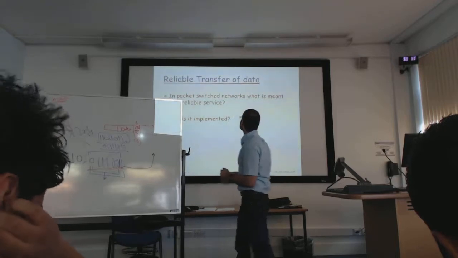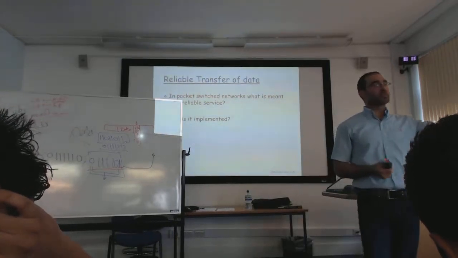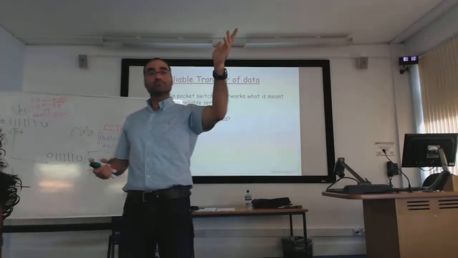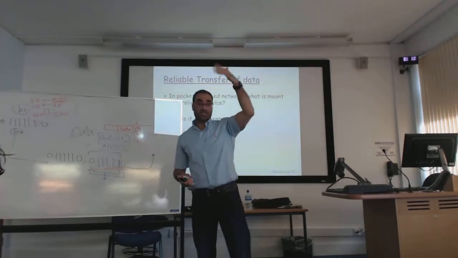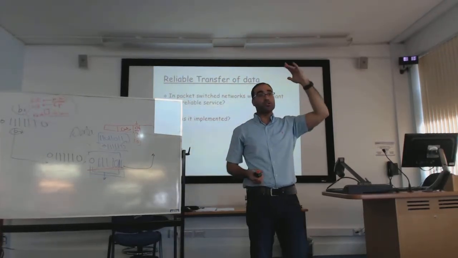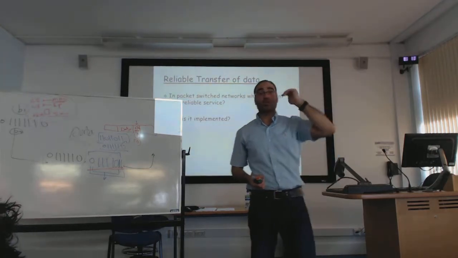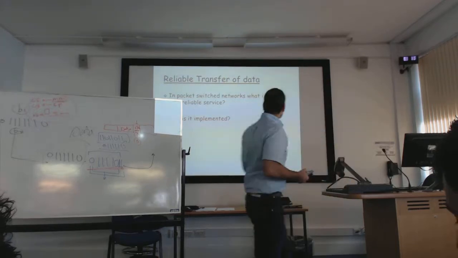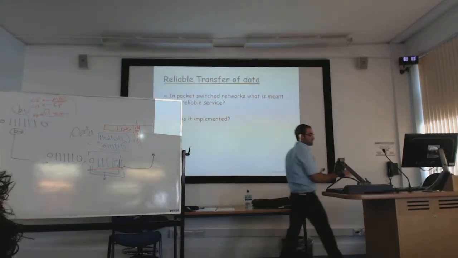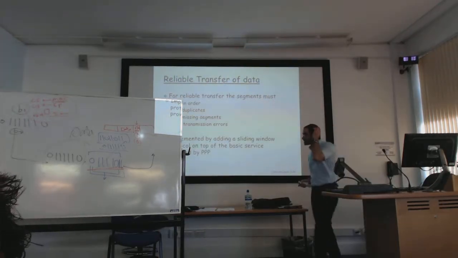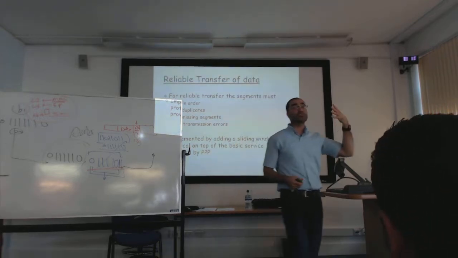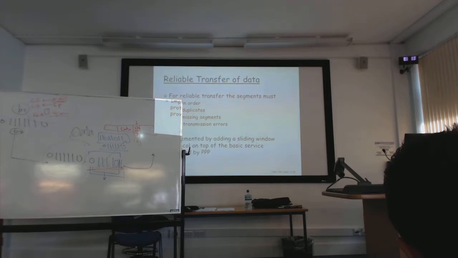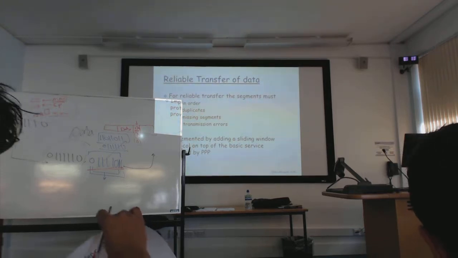In packet switched networks, what is meant by reliable service? Come on, tell me. What's reliable service? Arriving in sequence, arriving the packets in order, no duplicates, arriving with acknowledgement, no errors. We explained all of those. How is it implemented? I think we already explained that in full detail, but we are going to consider those four parts in detail. One, a reliable transfer, the segments must arrive in order.